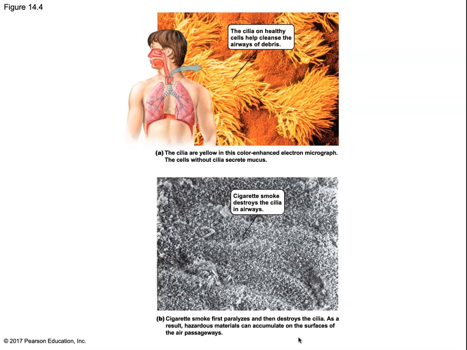Here are some diagrams of this upper pathway of the respiratory system. We have the cilia here, found in the lower branches of your throat. These are going to help keep the airways free of debris, and so this is just what they look like.